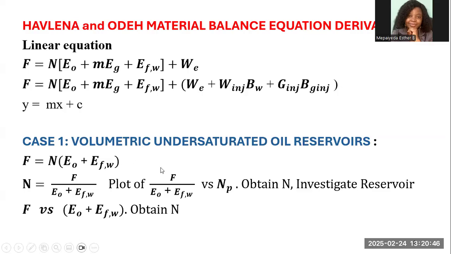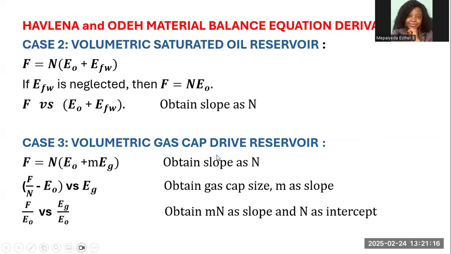Okay, so we looked at different cases as well. Case 1, the volumetric undersaturated oil reservoirs. Given this, we derive F equals N (Eo plus Efw). This shows the expansion of oil, this shows the expansion of oil and gas, and this shows the expansion of water and the rock, within the reservoir system. So this is for volumetric undersaturated oil reservoirs, and this is the Havlena and Odeh expression for it.